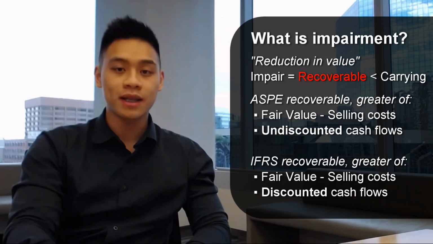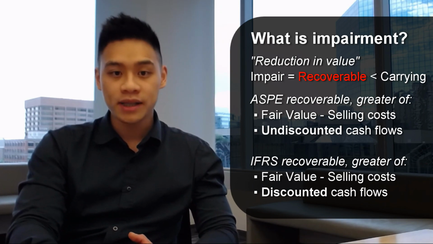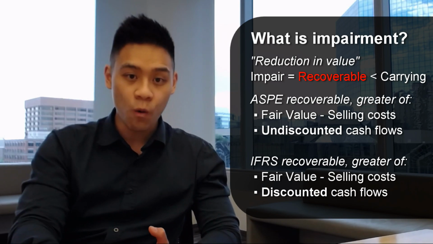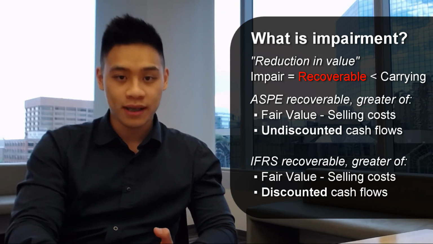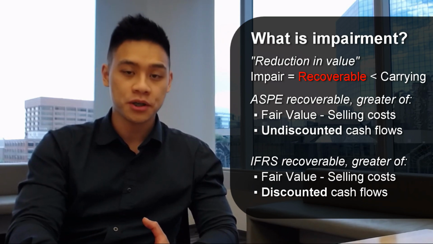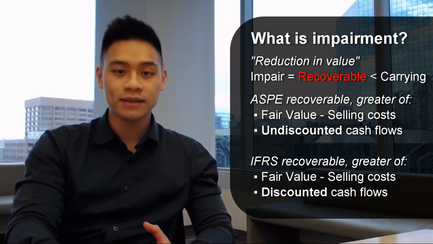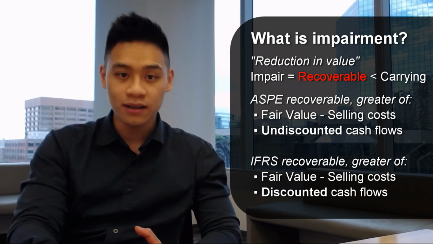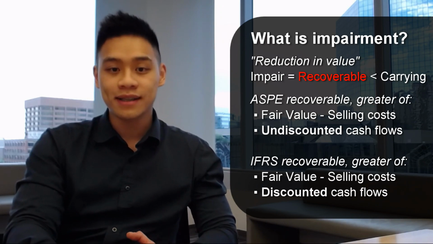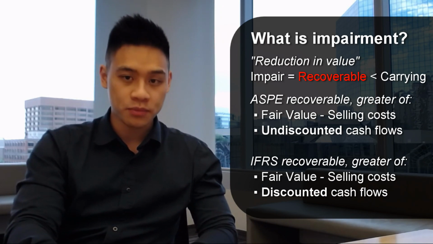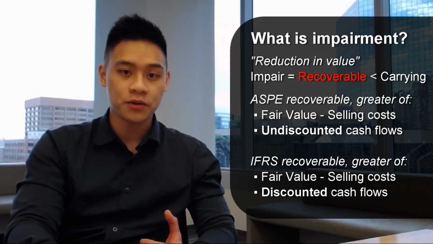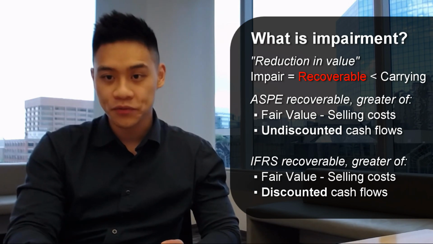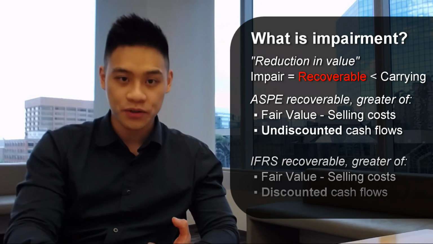There's a slight difference in the meaning between ASPE and IFRS. For ASPE, the recoverable amount is the greater of fair value minus cost to sell, or the sum of undiscounted cash flows from the use and the eventual disposition of the asset. For IFRS, the recoverable amount is the greater of fair value minus cost to sell, or the PV of discounted cash flows from the use and the eventual disposition of the asset. This is also known as the value in use. The key difference is ASPE uses undiscounted cash flows, while IFRS uses discounted cash flows.